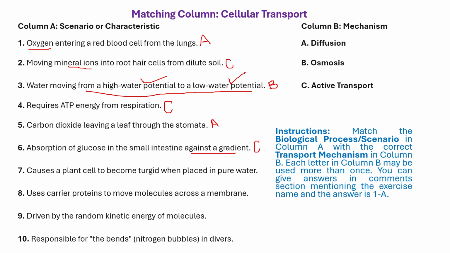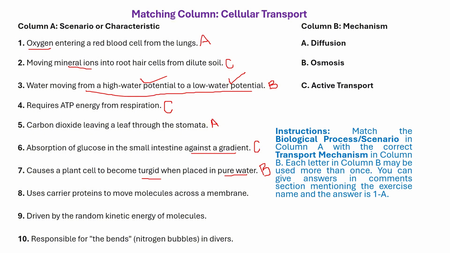Question number 7 is what causes a plant cell to become turgid when placed in pure water? Okay, turgid and pure water. The answer is B, because there is the involvement of water potential mechanics. So the answer is B, because pure water enters the vacuole via osmosis, creating the internal pressure which we call turgidity.